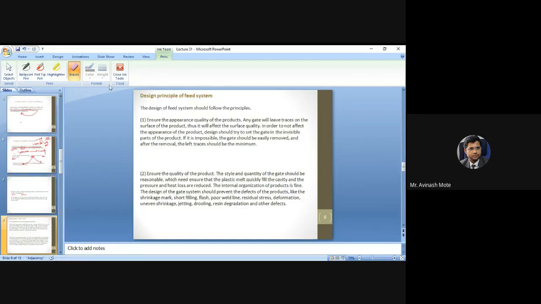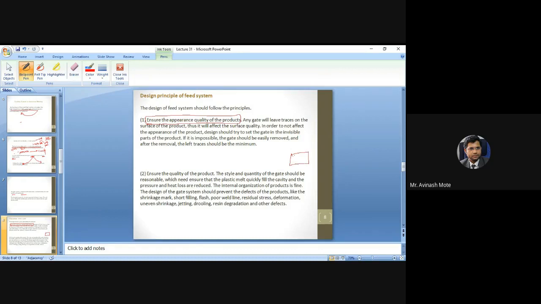Next, there are some design parameters or design principles that are required to be considered in the feeding mechanism. One by one we'll see. Though this content looks like too much, I have simply given it in too much detail. The first design aspect or design principle: ensure the appearance quality of the product. This is the only point; the rest of the part is a description. Ensure the appearance quality of the product. What happens actually? Suppose this is the product.